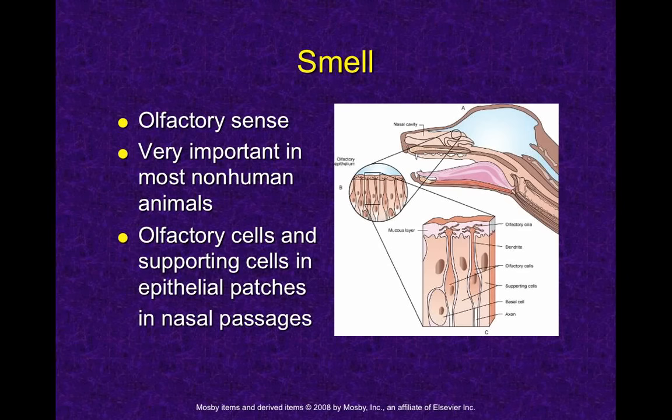Smell is much more important than taste for dogs and cats. However, they go hand in hand. So smell, we all know that dogs and cats and most animals have an extremely sensitive sense of smell. And it's also called the olfactory sense. Very important in most non-human animals. Main thing with sense of smell, we'll talk about it on the next slide.